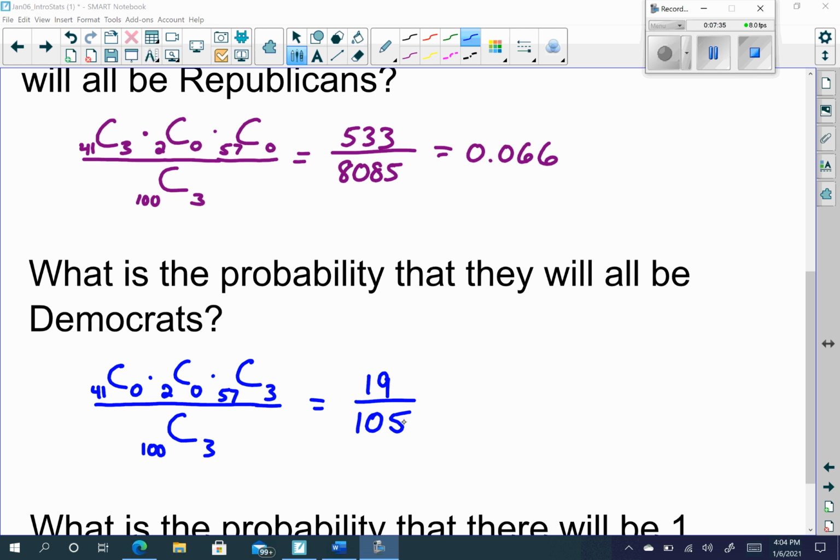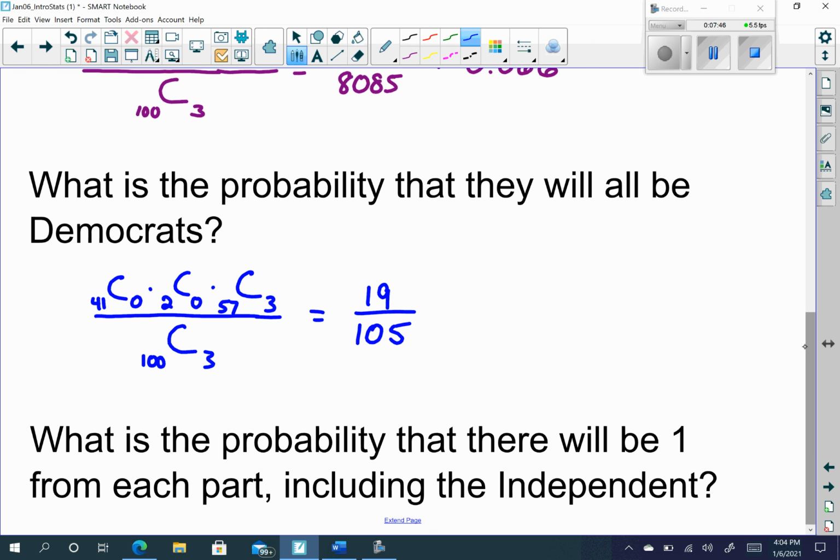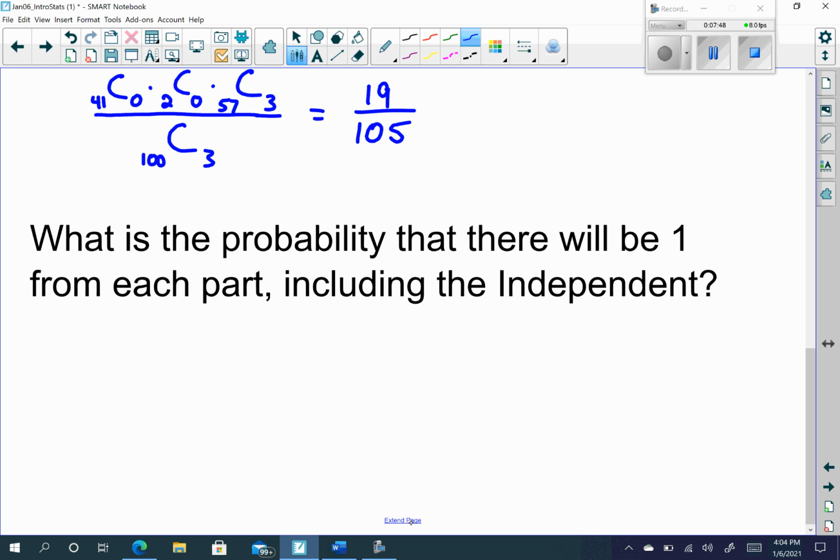That we could kind of reason through. That's very close to 19 out of 100. So it's actually 18.1%, but we would have an idea of that percentage probability. And then what is the probability that there will be 1 from each part, including the independent?